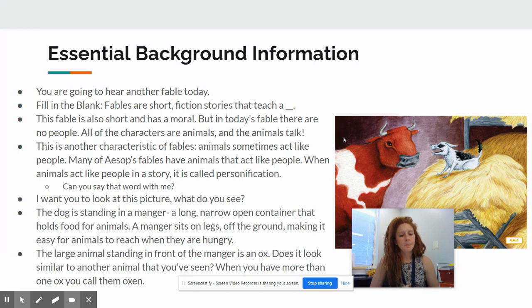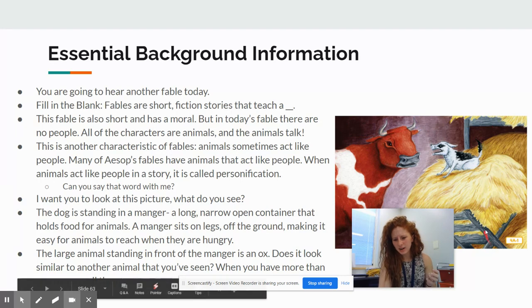Now, I want you to look at this picture. What do you see in that picture? What do you see? I see a dog, and I see an ox. Remember, I only see one, so it's only an ox. It's not oxen unless there are more than one. I see some hay. And what is this? What is this thing right here? Does anybody know what that is?